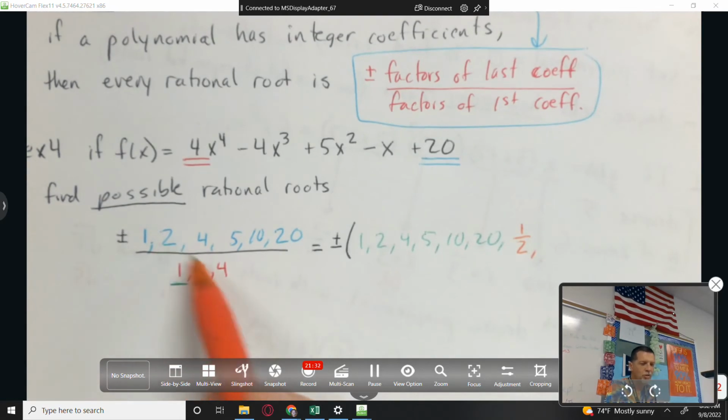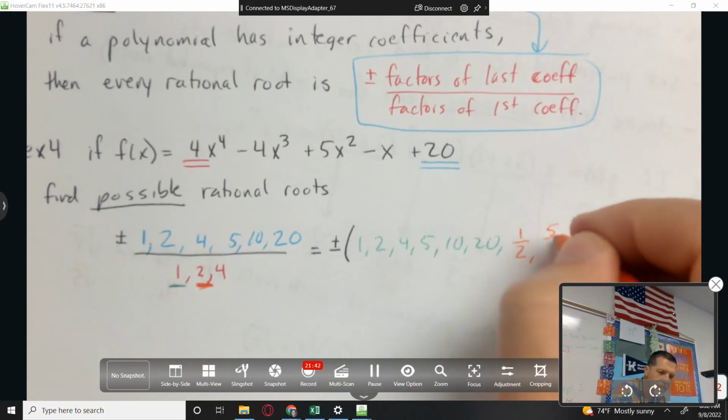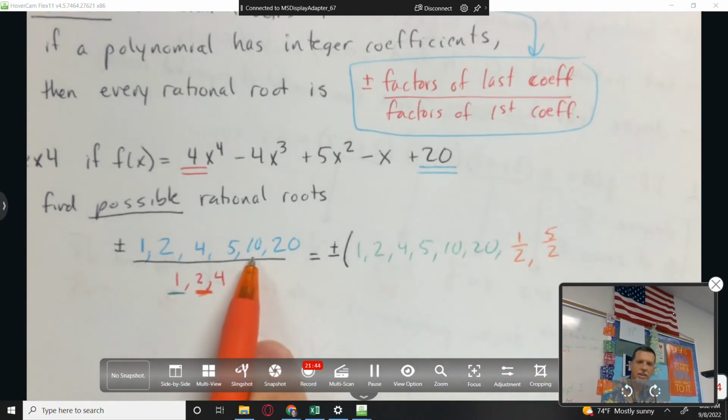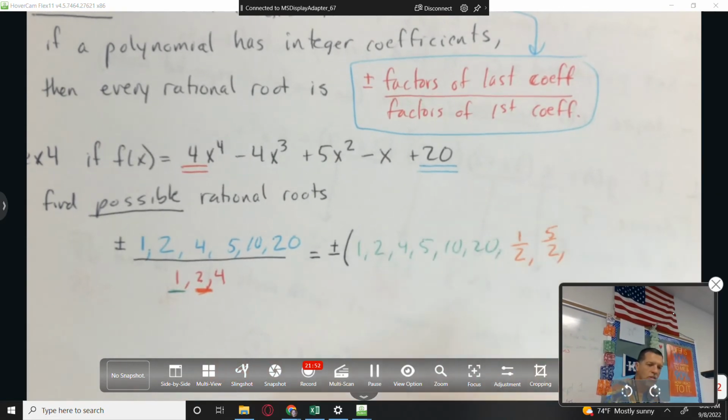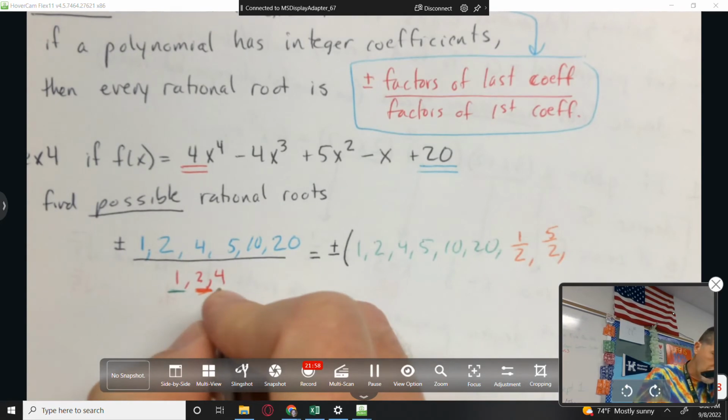So 2 over 2. Do I already have 2 over 2 listed? Yep. 4 over 2? Yep. 5 over 2? No, I don't have that one. So 5 over 2. 10 over 2 is 5, so we got that one. 20 over 2 is 10, so we got that one. So over 2 didn't add a whole lot for us, which is fine. We'd rather it not add a whole lot for us.